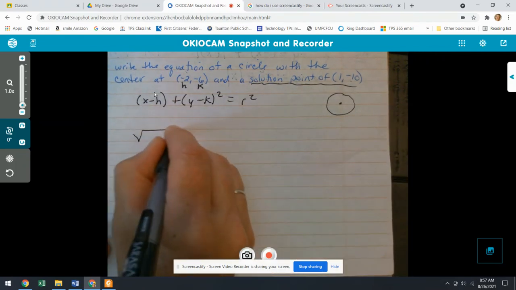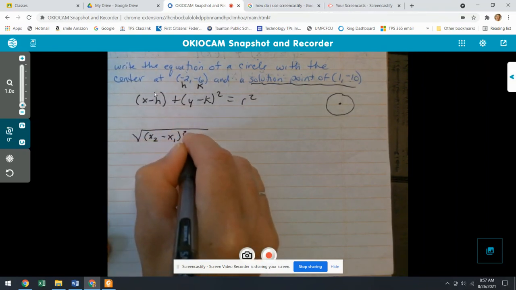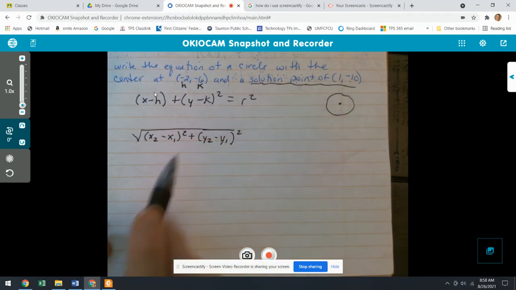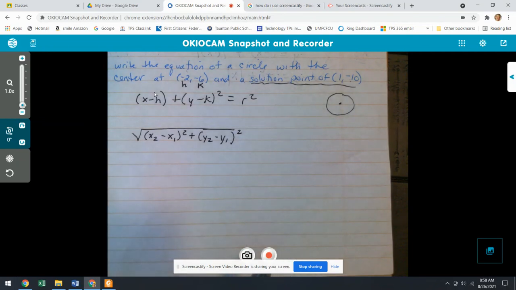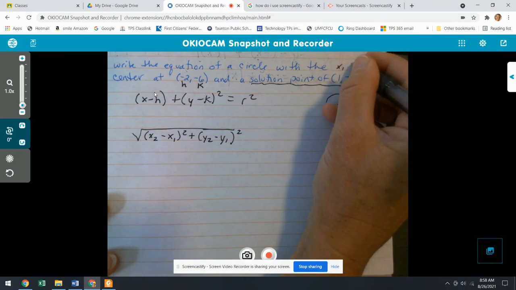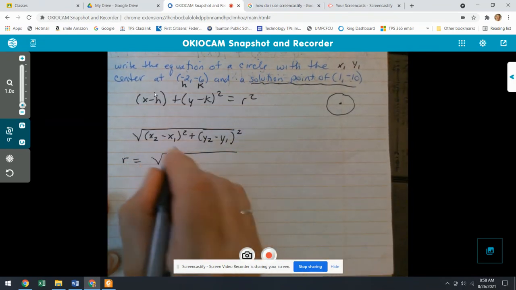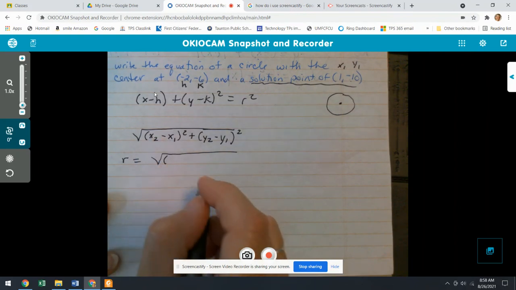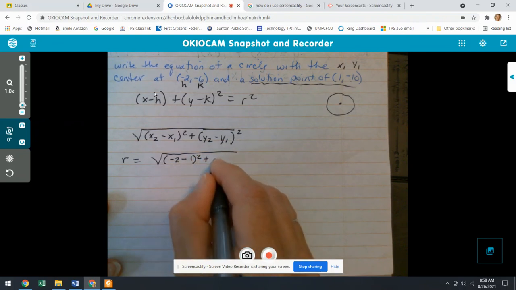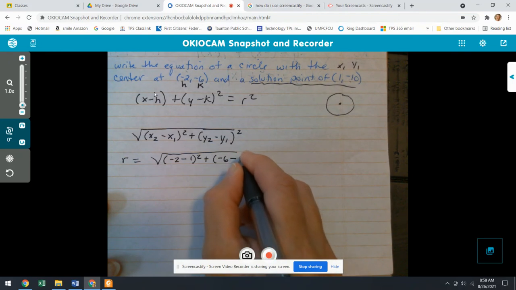Okay, here's the distance formula. x2 minus x1 plus y2 minus y1. And we'll use h and k as x2 and y2. And so we'll use this as x1, y1. So the radius, and x2 is our h minus x1, squared, plus our y2 is our k minus y1, squared.